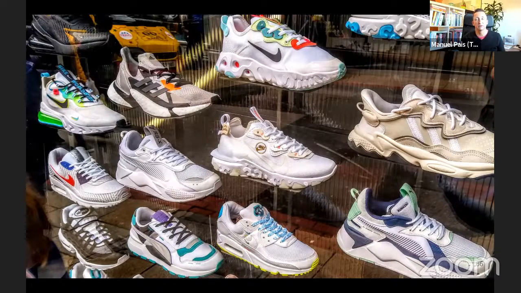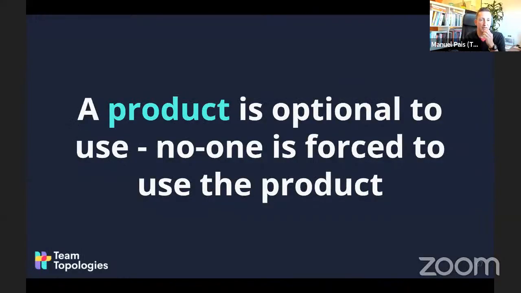So product is by definition optional, right? If I go in a shoe store, I don't have to buy any of them, or I don't have to buy what the assistant tells me I should buy, right? So it's always optional. No one is forced to use the product. That's how we think about products for end customers, right?